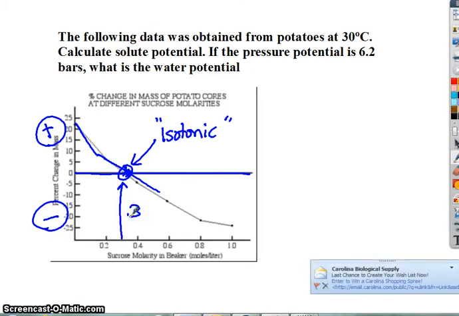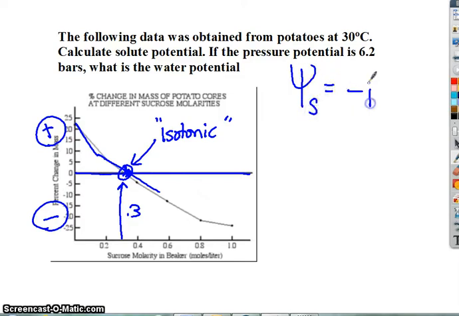Now, what use is that? Well, when they're asking you to calculate water potential, or solute potential, I should say, it's negative iCRT. I is the ionization constant. It has to do with how many ions something breaks into, or how many particles it breaks into. In this case, they say that you're using sucrose, so i is just going to be 1. And that's the case if it was glucose, sucrose, starch, anything that's not ionic.